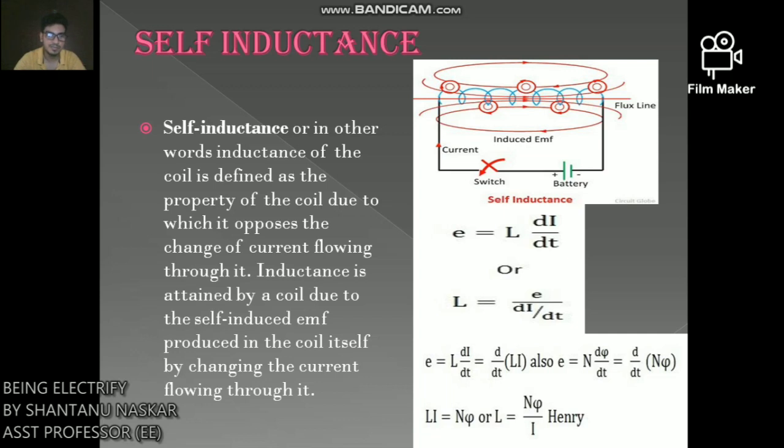Now the expression for self-inductance can also be given as E equals L di by dt equals d by dt of Li. Also E equals N d phi by dt equals d by dt of N phi. So Li equals N phi, or L equals N phi by I Henry, where N equals the number of turns of the coil, phi equals the magnetic flux, and I equals the current flowing through the coil.